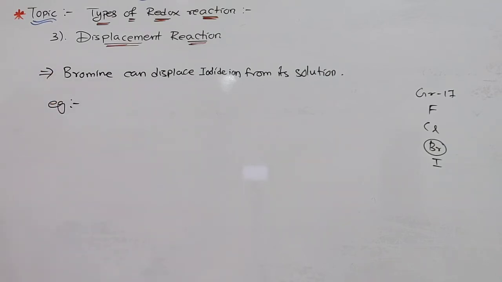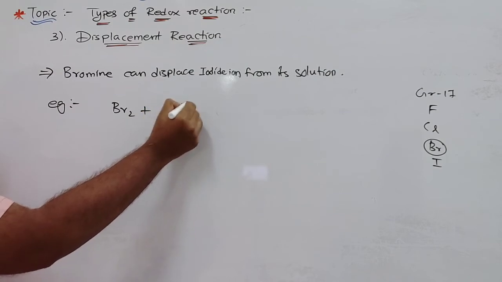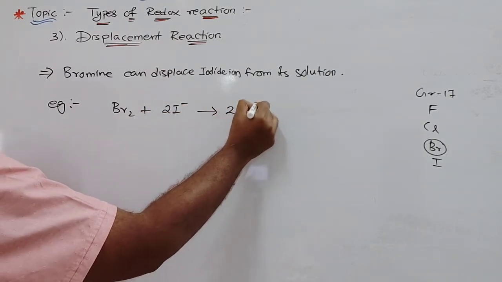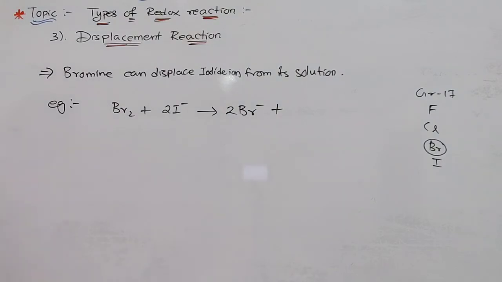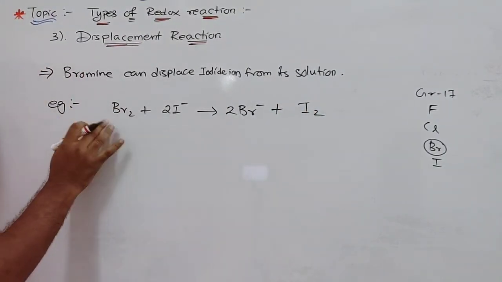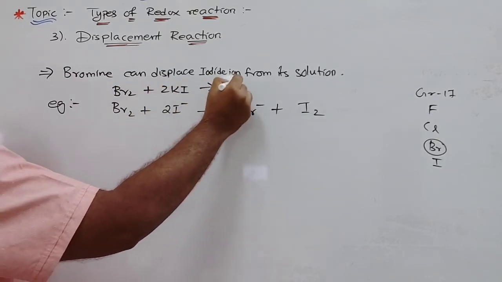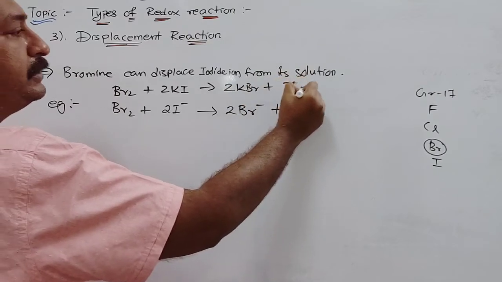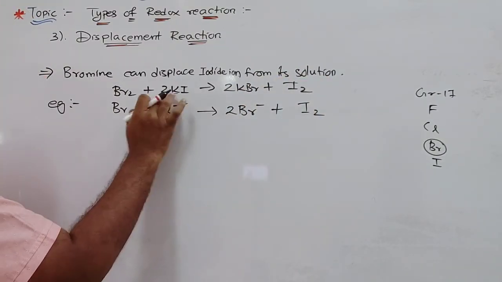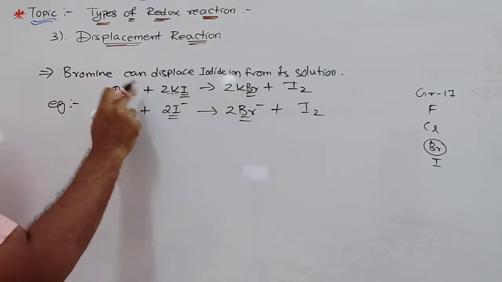Now what is that example? You can easily see Br2 plus 2I minus gives you 2Br minus plus I2. If you don't understand, this is taken from the reaction Br2 plus 2KI gives you 2KBr plus I2. This is the reaction actually, and from that only the ionic part is taken.